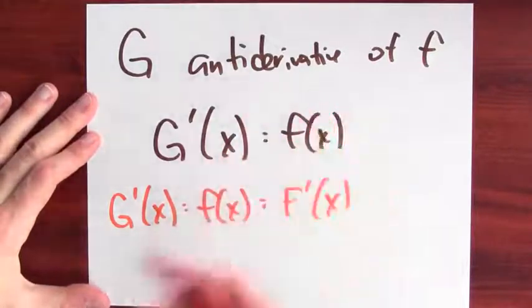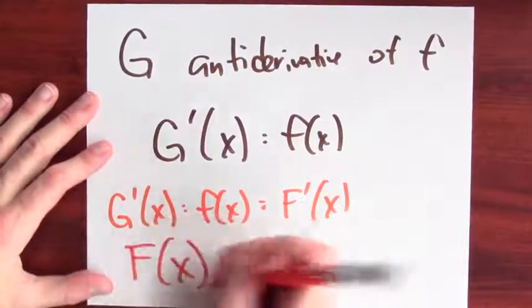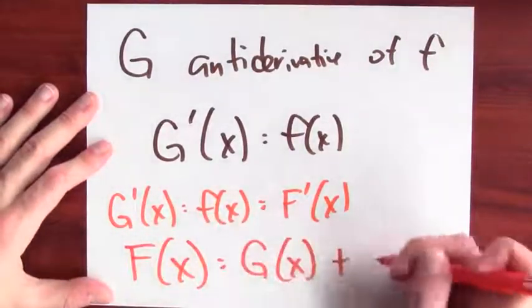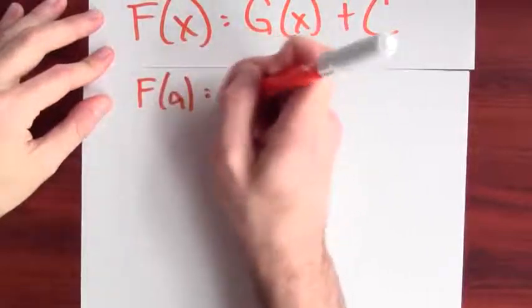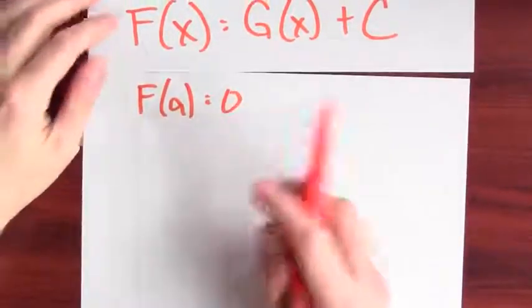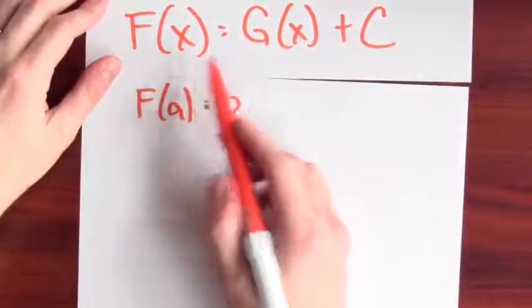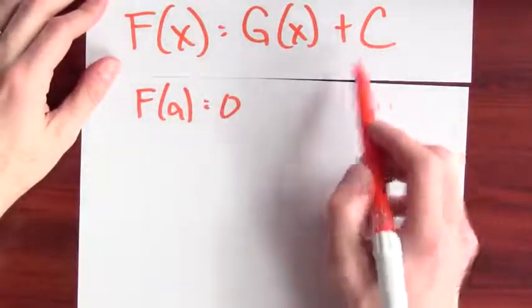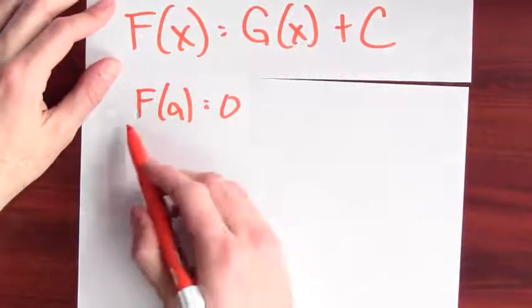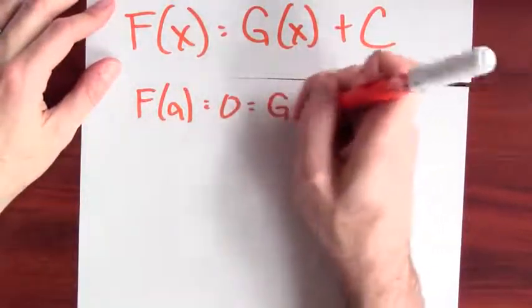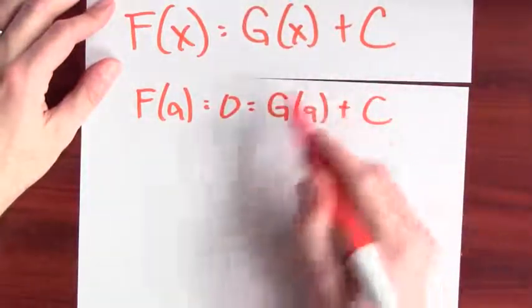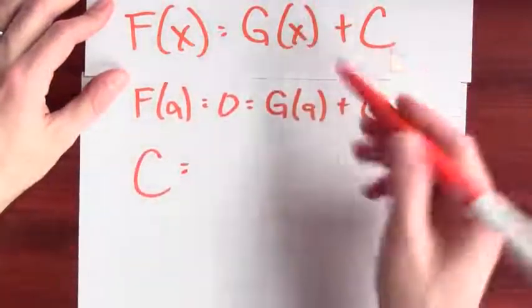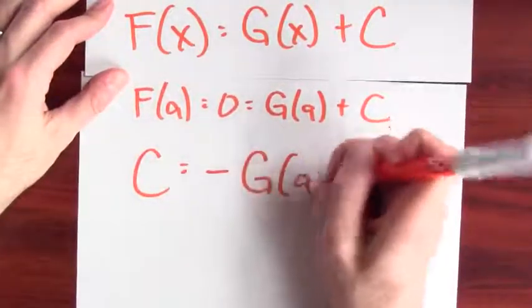What does that tell me? Well, by the mean value theorem, that means that big F must be big G plus some constant. What's the constant? The other fact that I know is that big F of a is equal to 0. This fact, and the fact that big F of x is big G of x plus C, is enough to recover the constant C. If big F of a is equal to 0, that's also G of a plus C. So what does C have to be so that if I add it to G of a, I get 0? The constant C must be negative G of a.